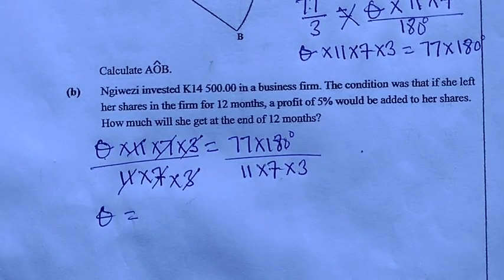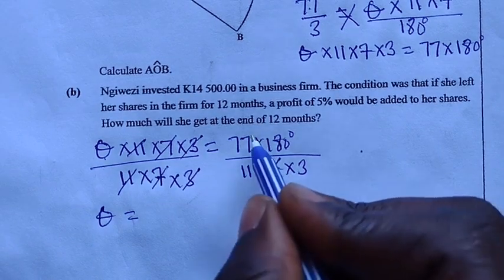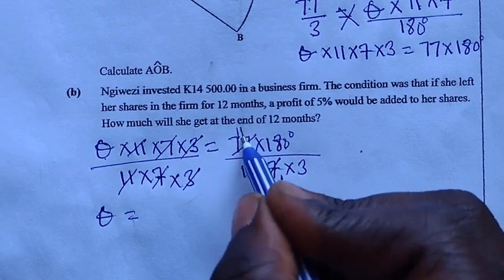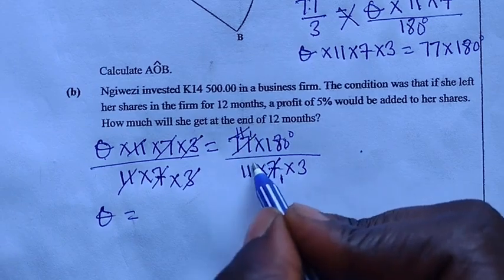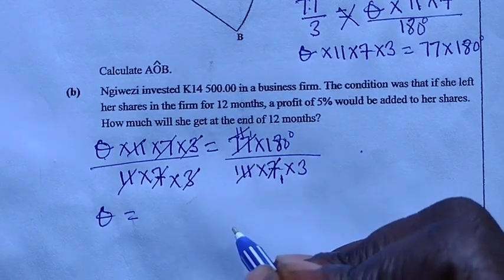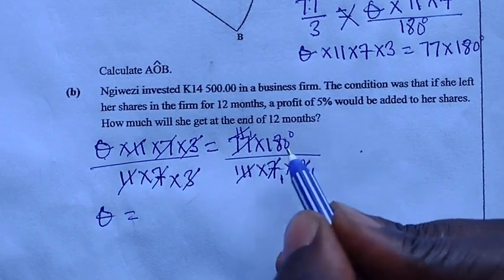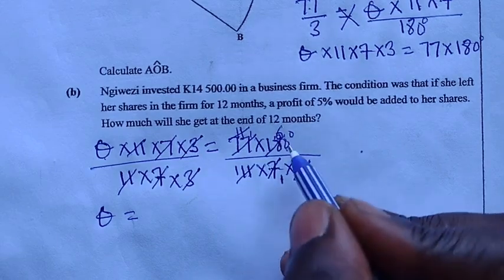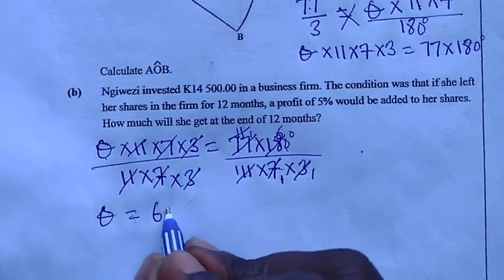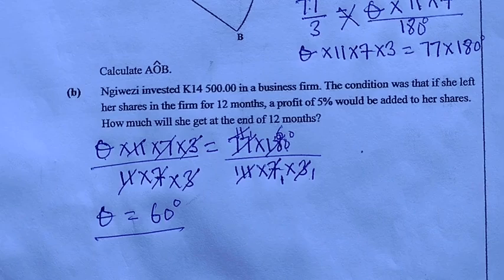When you cancel 7 here, it's a 1. 7 into 77 is 11. So this 11 and this 11 will cancel. Okay, so we have 180 over 3. 3 here 1, 3 into 18 is 6. So this 6 and the 0 make 60 degrees. So theta is equal to 60 degrees. That was the value of theta.